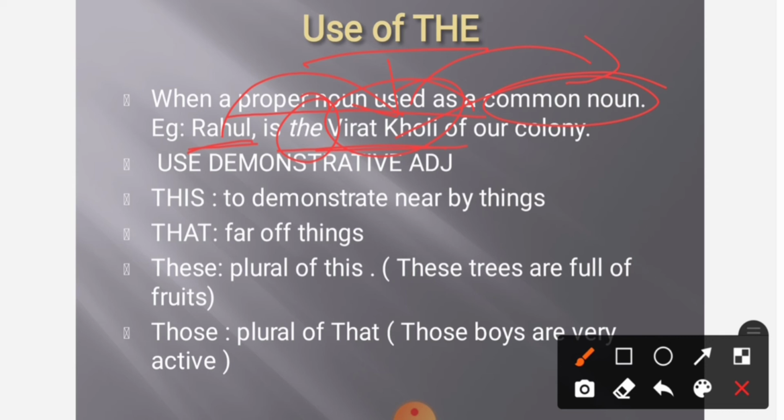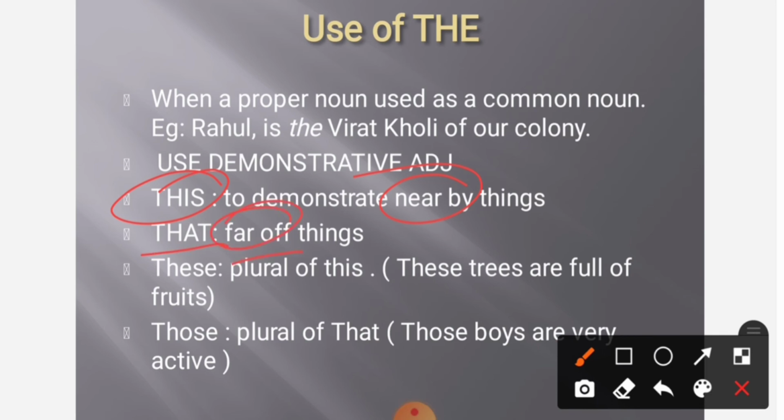Now, let's look at the use of demonstrative adjectives. When we talk about demonstrative adjectives, they point out something. Which words are included in this category? This, that, these, those. These are a few examples of demonstrative adjectives. 'This' is used to demonstrate nearby things, the things which are close to you. 'This' is used only for near things, and 'that' is used for things which are far off, which are away from you.